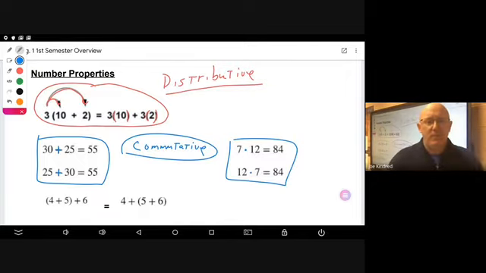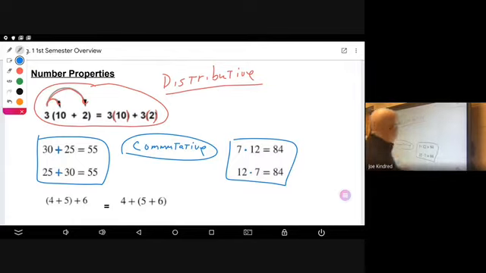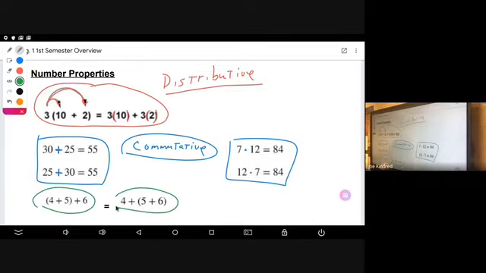And what the commutative property says is the order of those two numbers, whether you're adding or multiplying, doesn't matter. You get the same answer. Commutative is just switching. Addition, multiplication, it doesn't matter. You get the same answer.